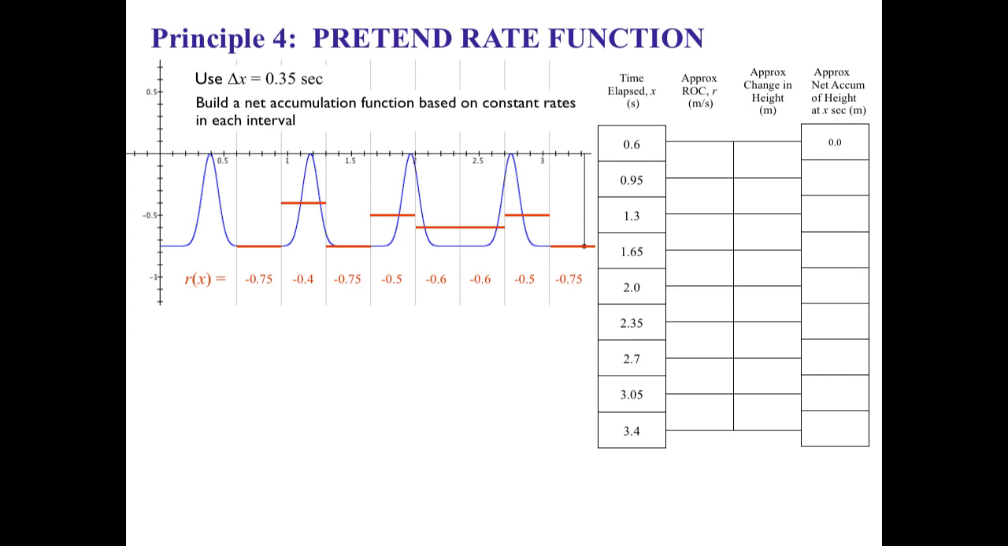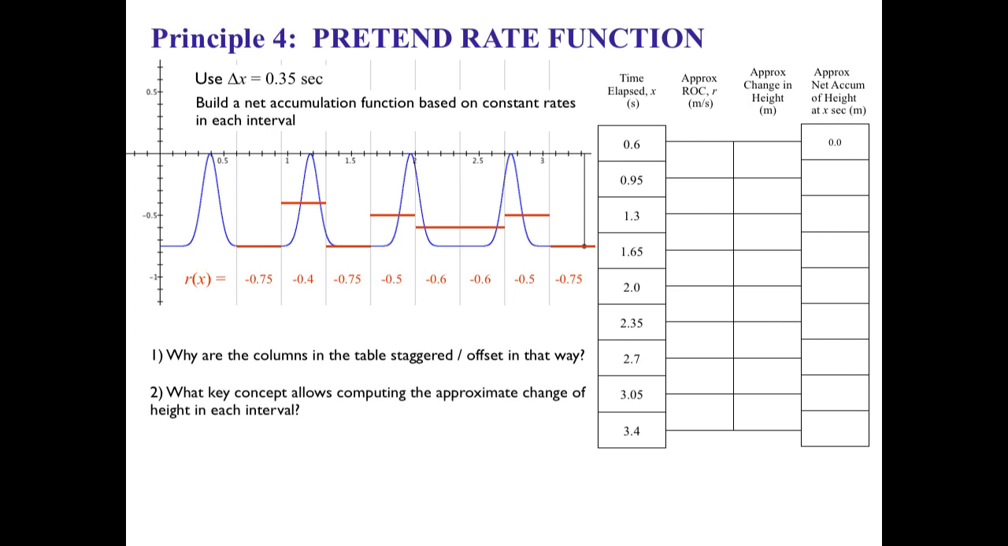So you have some questions to answer there. The first question is, why are the columns staggered, offset in the way that they are? You want to think about that. That's done for a reason, and once you understand that, it should make perfect sense why those columns are staggered the way they are. Next is, what key concept allows for computing the approximate rate of change of height in each interval? That's your third column there. And then from there, you want to fill in the 3 empty columns in the table.